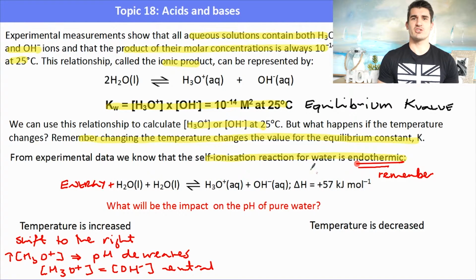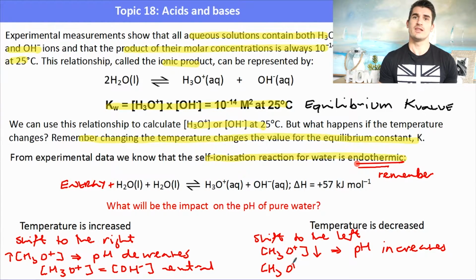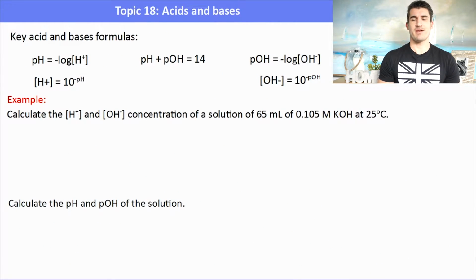Well, what happens if the temperature is decreased? Well, if the temperature decreases, the reaction is going to shift to the left. That means our H3O plus concentration is going to go down and our pH will ultimately go up. Now the same process will happen as before because OH minus and H3O plus are on the same side, that means the system will still be neutral. There'll still be the same amount of H3O plus as there is OH minus, just the pH will be slightly greater.